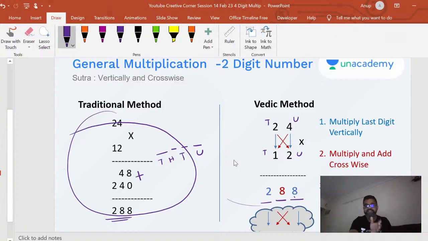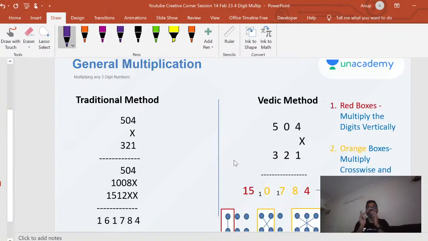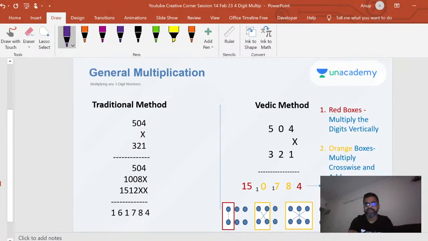Okay, so let me just quickly go on to the three-digit multiplication now. The three-digit multiplication is a slightly different pattern, but it follows the same method itself. I hope it's clear and you can see this, right? So in the three-digit multiplication, what do we do? Suppose these are represented as three-digit numbers. Your first step would be to multiply these two numbers, and that's how I get 4 here. 4 into 1 is a 4.